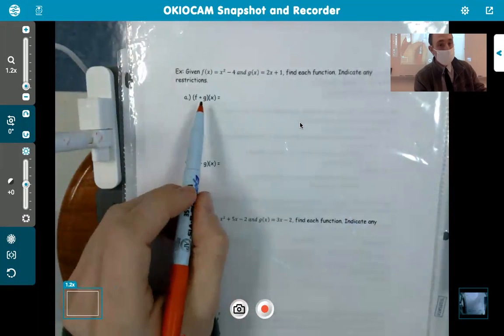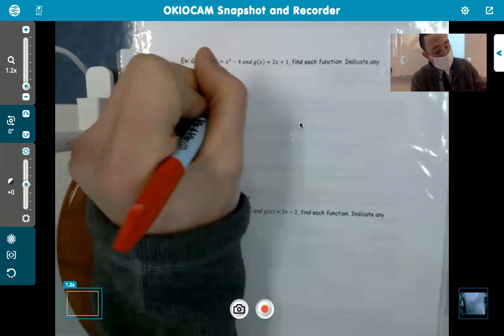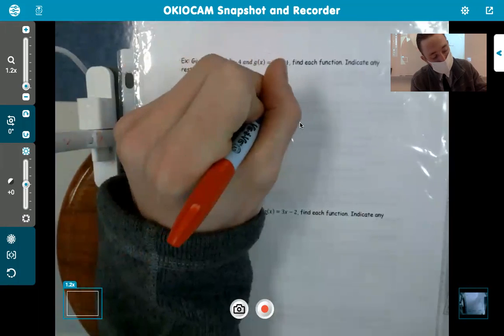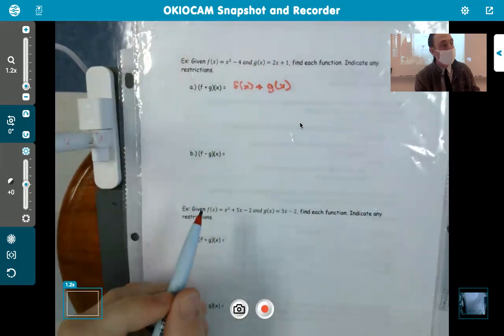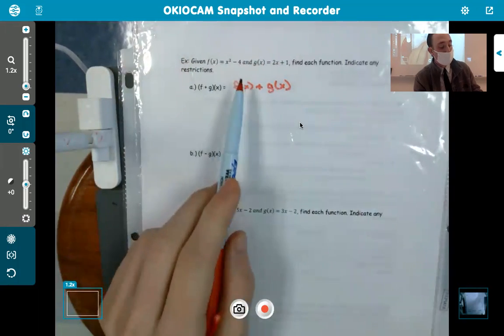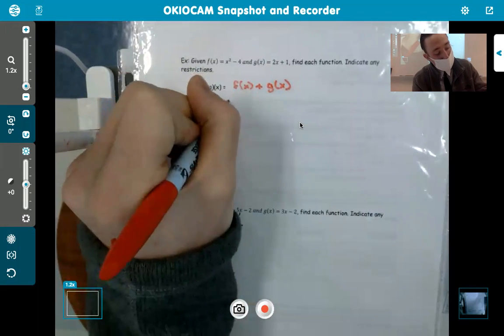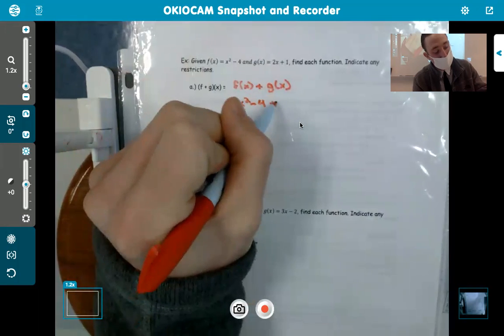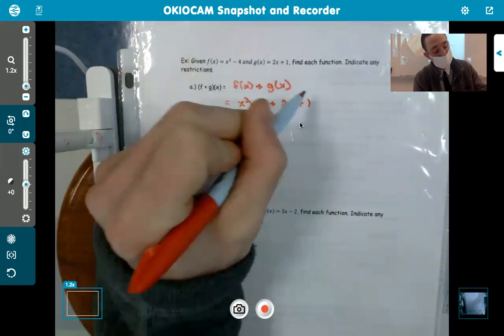So the first one, f plus g of x, well, I know that that is f of x plus g of x separately. So I'll take each of those functions and add them together. Wherever I see an f of x, I know I'm plugging in x squared minus 4. Wherever I see a g of x, I'm plugging in 2x plus 1.